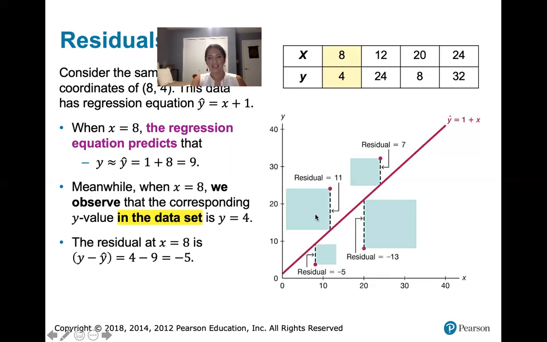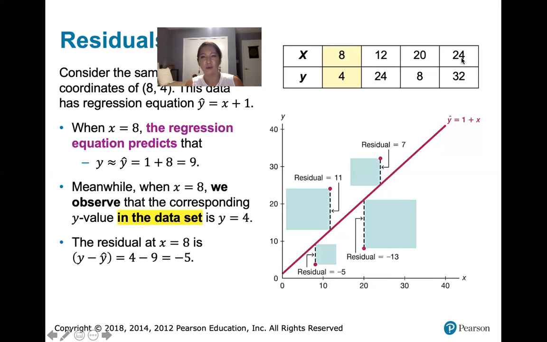So you can see that we have a residual of -5 when X equals 8. We have a residual of 11 when X equals 12. We have a residual of -13 when X equals 20. And we have a residual of 7 when X equals 24. Again, if you wanted to compute this, when X equals 24, the observed value of Y, the Y value from our data set, is 32.